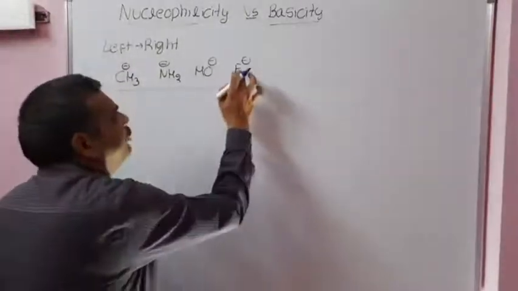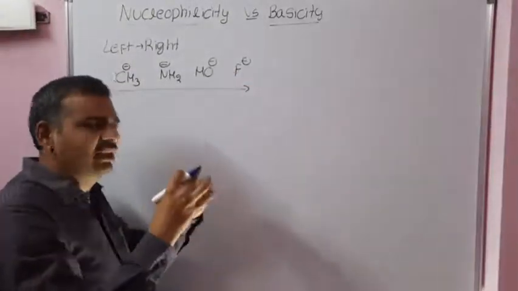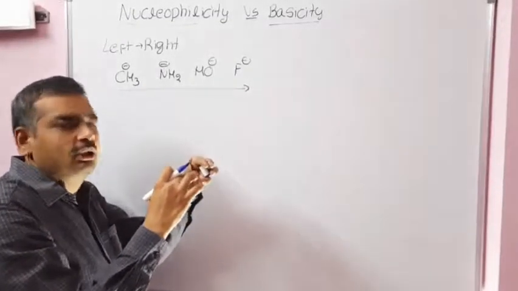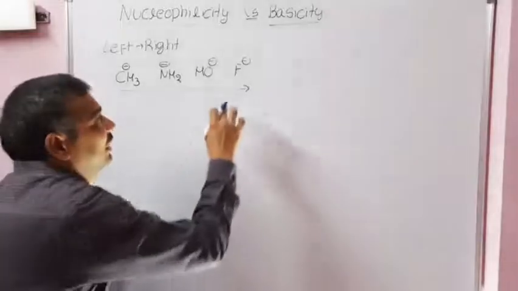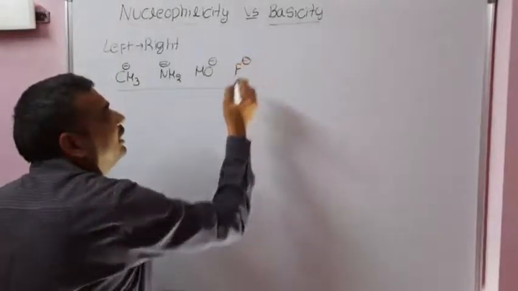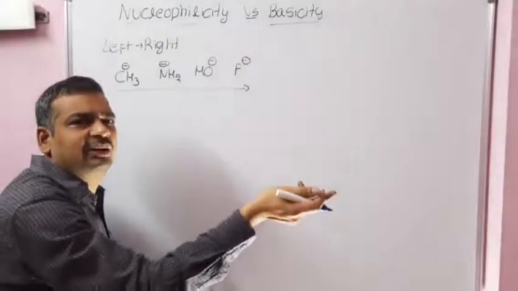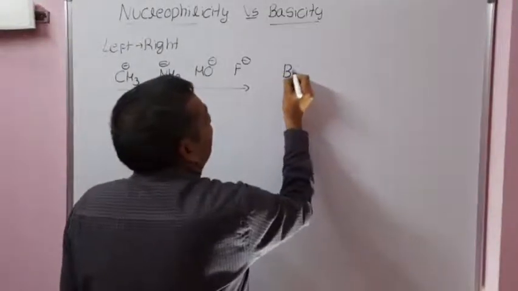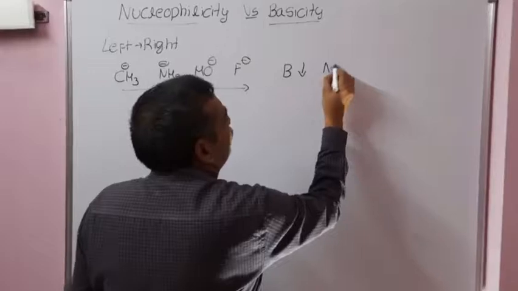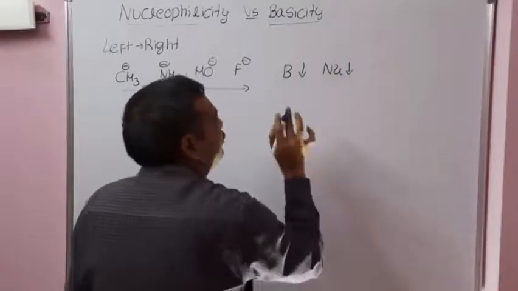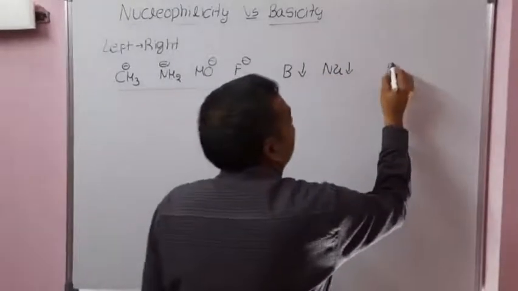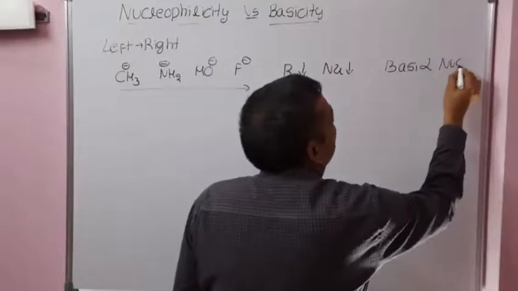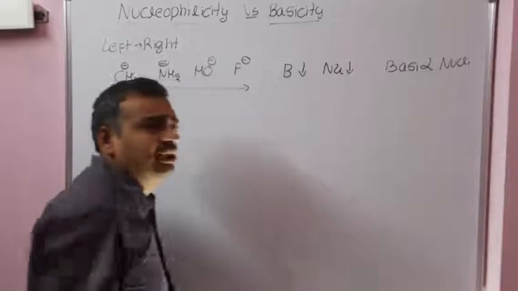So from left to right, the atom is more electronegative, so the electron density is more. F minus is strongly held with the nucleus, not available, not ready to attack an electron deficient atom or to abstract a proton. As a result, from left to right, basicity decreases and the nucleophilicity also decreases. So there is no solvation effect, so basicity is directly proportional to nucleophilicity.